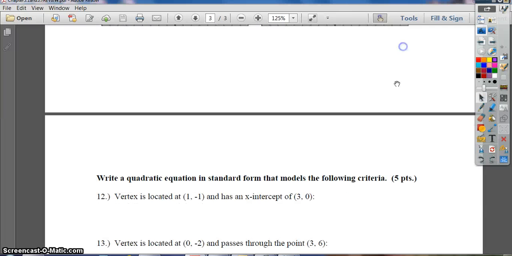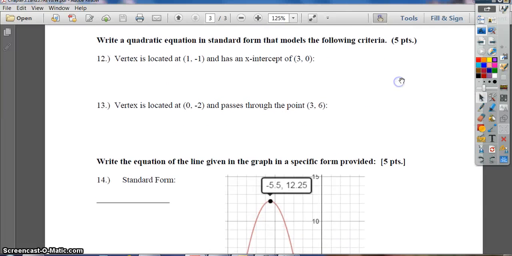Let's get to the back page here. Vertex is the most important part. It's always h and k. This is always x and y. Remember your vertex form is in this form, y equals a times (x minus h) squared plus k.